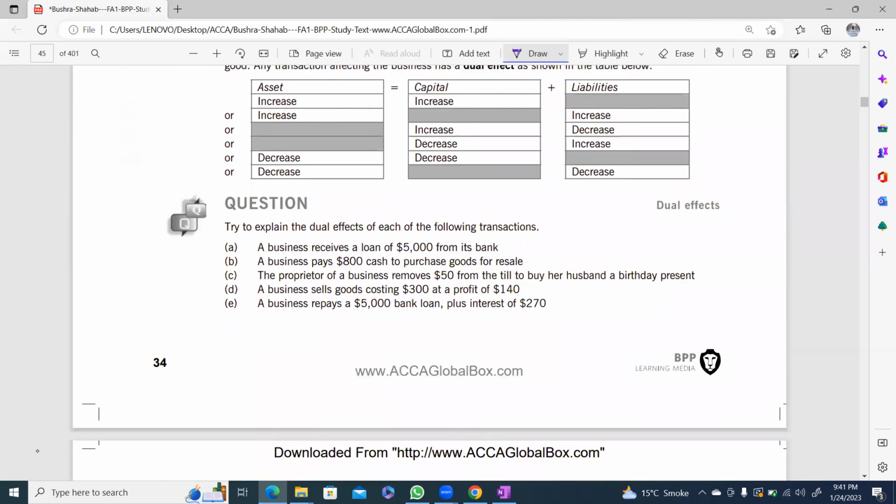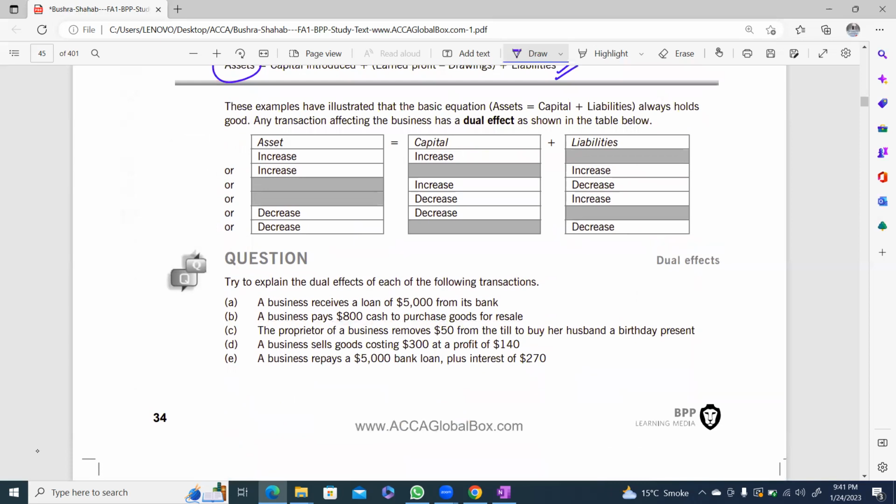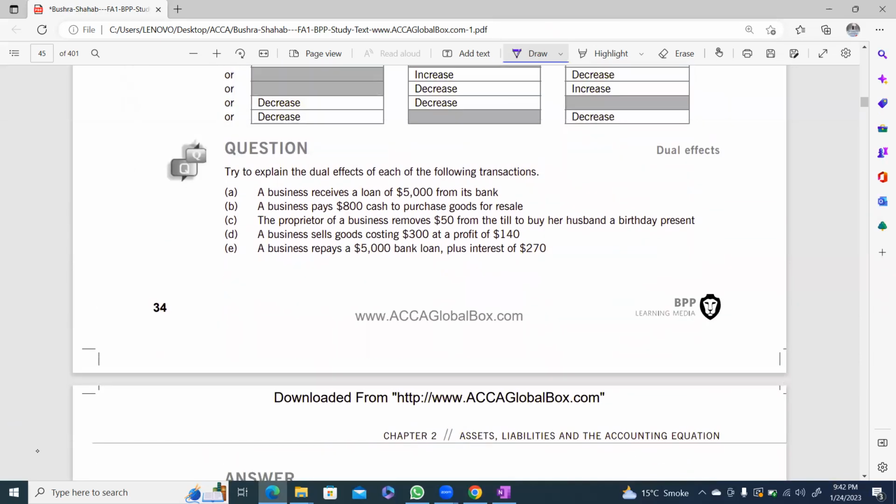Remember that if assets increase, capital also increases. You need to know the difference between asset, liability, and capital. You need to see whether liability is increasing, asset is increasing, or capital is increasing in the business. How will you know that? See, this is the basic equation: asset equals capital plus liability.